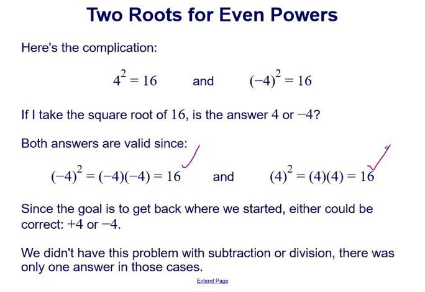So since the goal is to get back where we started when we take the square root, either answer could be correct, a positive 4 or a negative 4. We didn't have this problem with subtraction or division, since there was only one answer in those cases when we were looking for the inverse operation of addition and multiplication. So here we have our first complication.